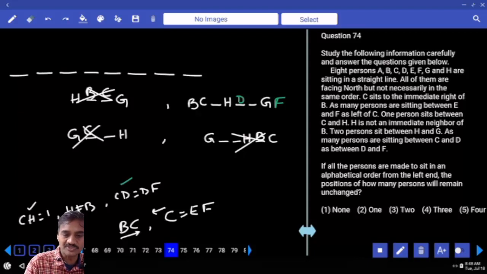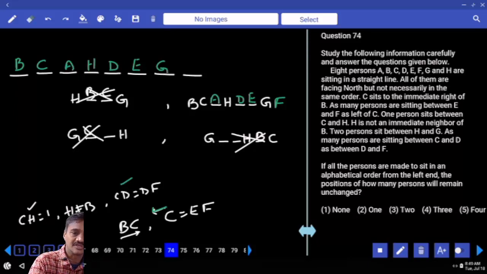Then in this one, the number of persons to the left of C, 3, 4, 5, 6, 7, 8, is 1. Hence in between E and F, we need exactly 1 person. E and F, 1 person, E is. Now if E is, who is the person left over? A is the person. Hence whenever definite information is not given, this is how you need to deal with such types of questions. You must do it carefully. BC, AH, DE, GF. Are you getting this one or not?